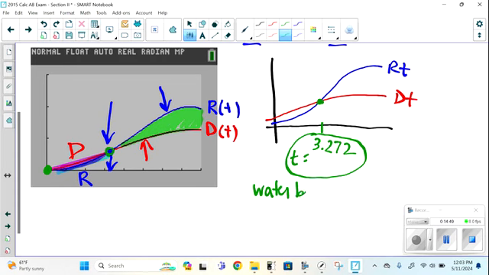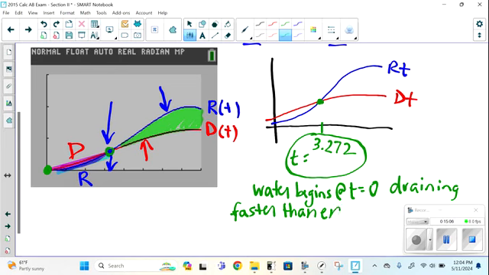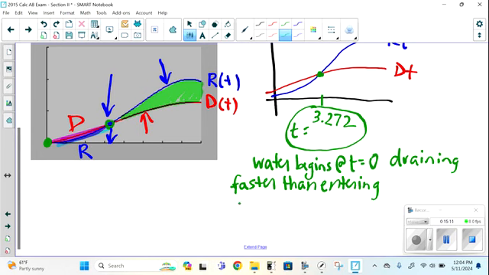water begins at time 0, draining faster than entering the drain pipe. Okay, and I gotta go up until time equals 3.272. And there you go.